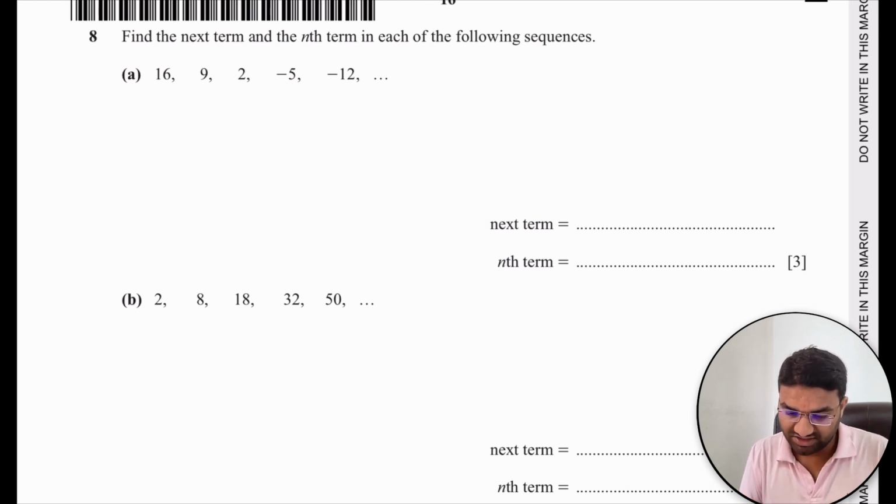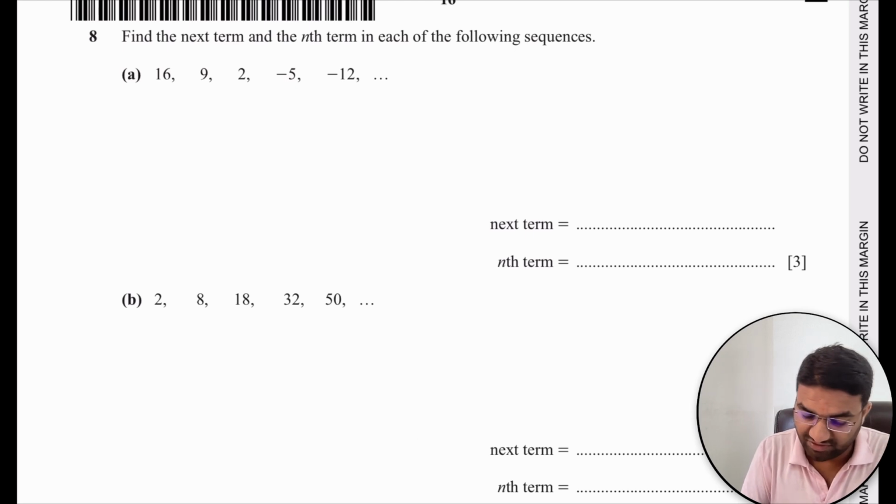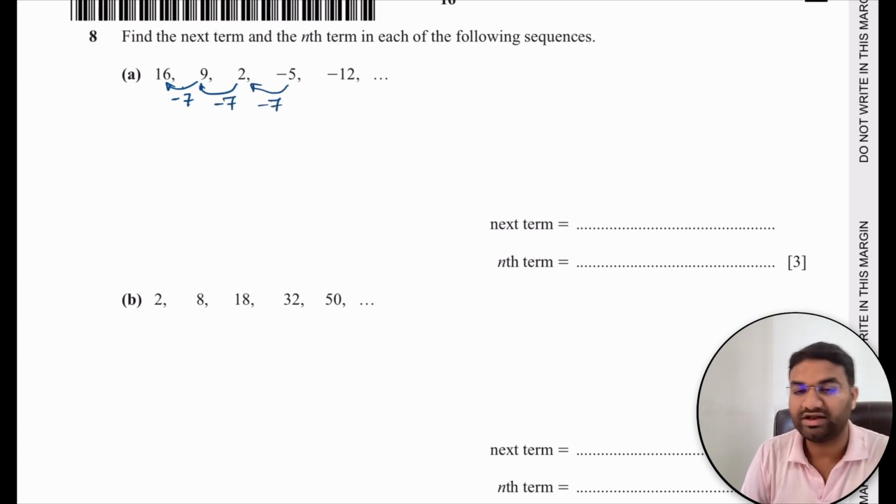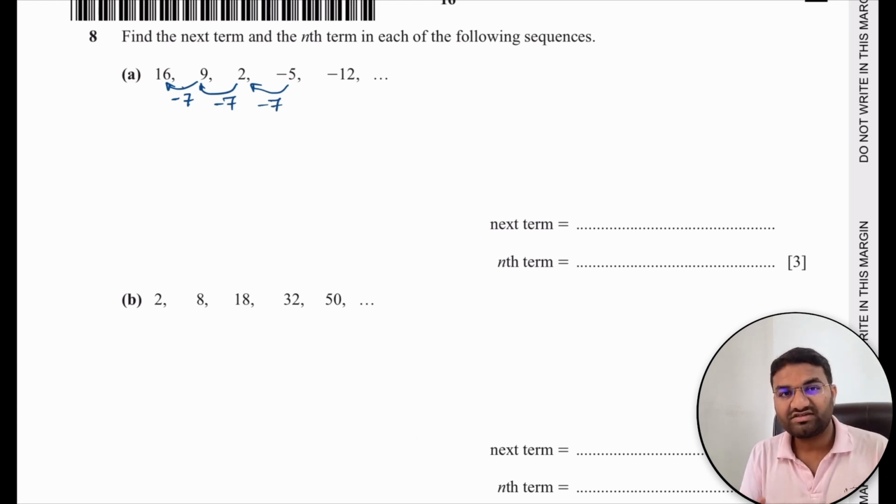So here firstly you have to check for the differences. 9 minus 16 is minus 7. Then 2 minus 9 is minus 7. Minus 5 minus 2 is minus 7. So the first difference is the same. It means it's a linear sequence.